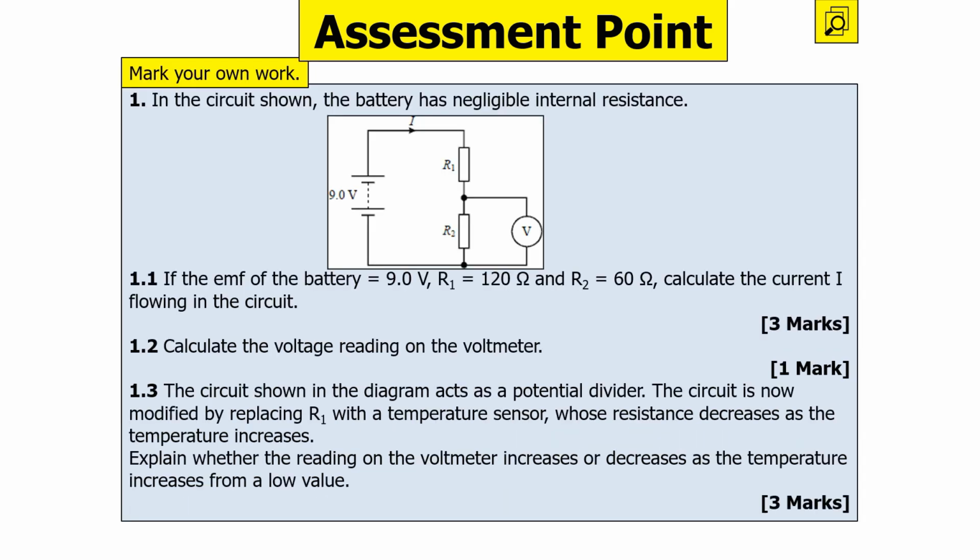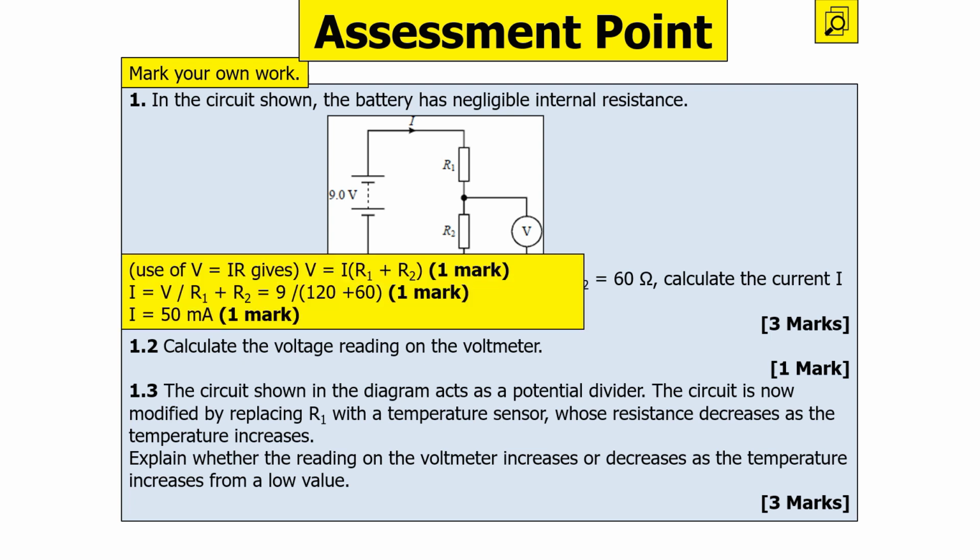Right, in this first one, we know that the equation EMF is equal to I times (R plus r), so you can work it through like so. So V equals IR, so therefore you can pop in all the values, work it through, work out the values there, and I equals 50 milliamps.